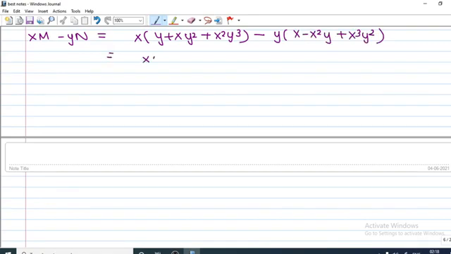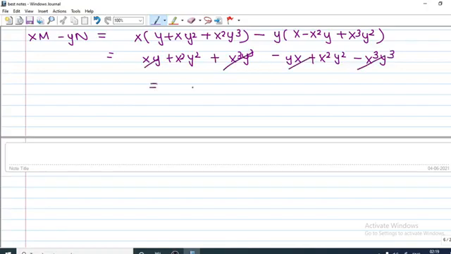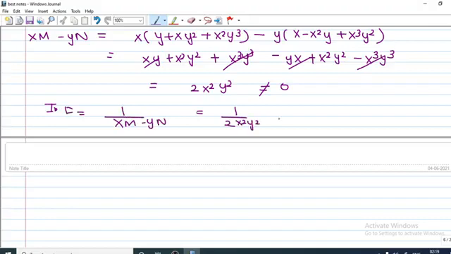Let's multiply it. xy plus x square y square plus x cube y cube minus yx plus x square y square minus x cube y cube. Clearly make out this is cancelling out, this will add on, and this is again cancelling out. So 2x square y square is our answer, which is not equal to 0, which is what we needed to prove. Therefore the integrating factor is nothing but 1 upon xM minus yN, which is nothing but 1 upon 2x square y square.